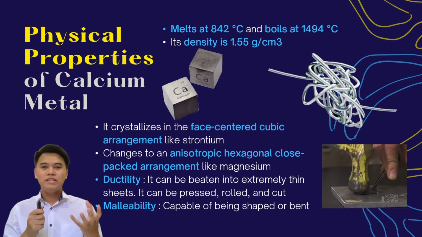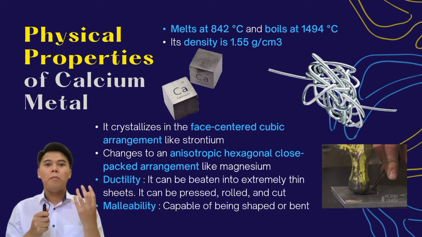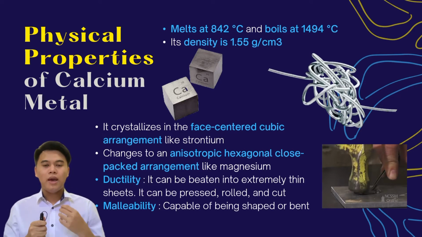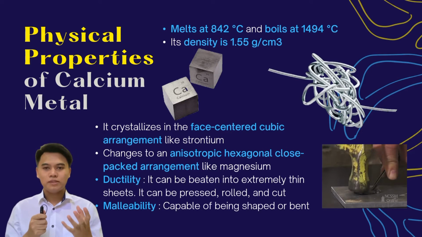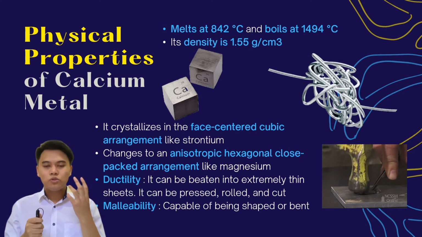We move to the physical properties of calcium metal. Calcium metal has a melting point of 842 degrees Celsius and a boiling point of 1494 degrees Celsius. The density of calcium is 1.55 grams per centimeter cubed. Calcium has a face-centered cubic arrangement like strontium, and it changes to an anisotropic hexagonal close-packed arrangement like magnesium.